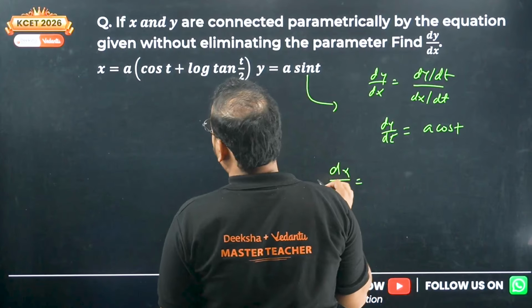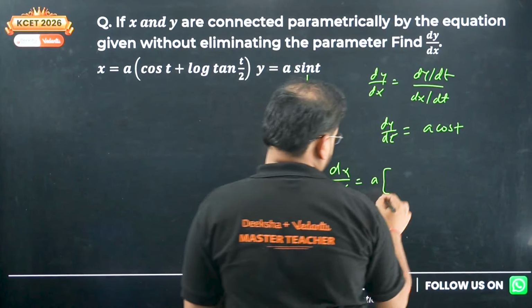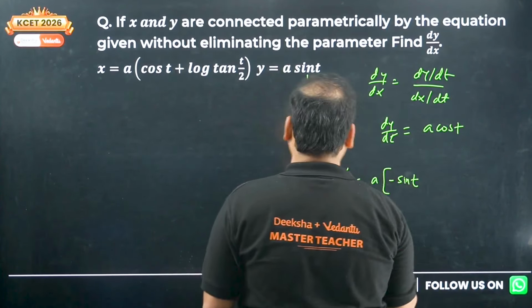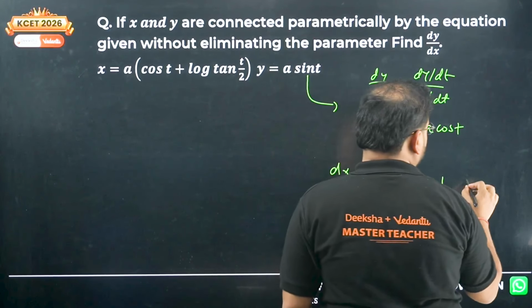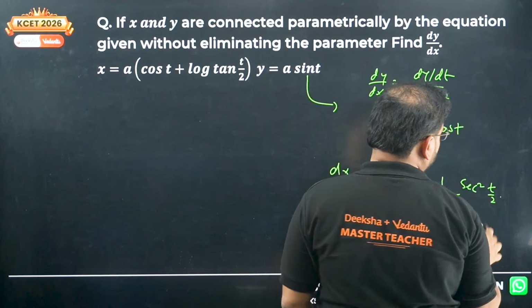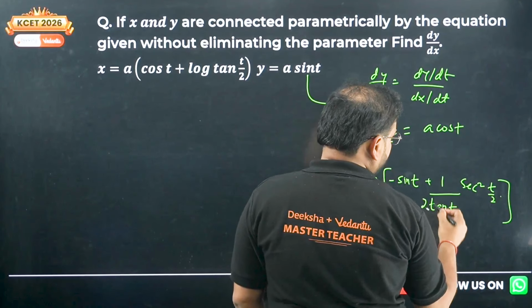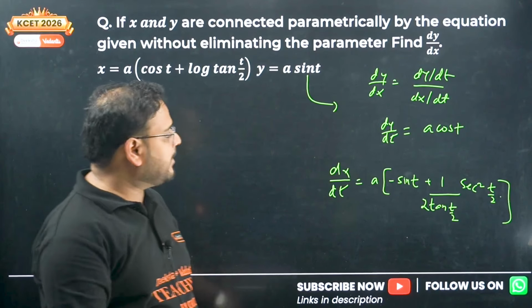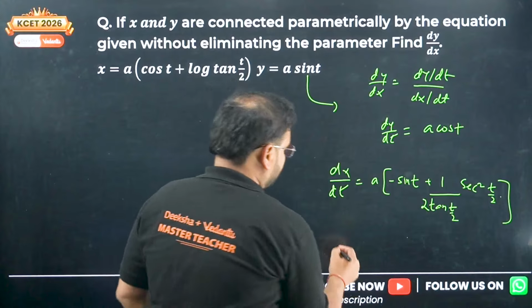And for this we'll have a as it is, common. Derivative of cos will be what? Minus sin t. And for log we'll have 1 upon tan, as it is, so tan t by 2. Tan will have derivative sec square t by 2, and we'll have derivative of t by 2 as 1 by 2. So I can write this 2 over here simply in front of tan, or in the denominator with the tan.